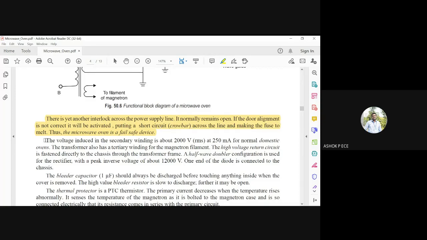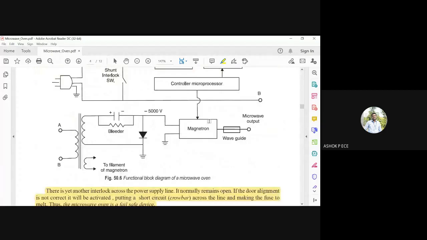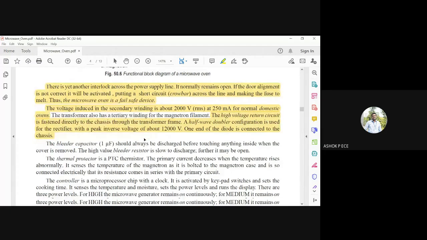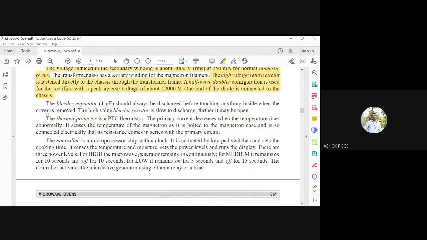Now I'm going to use a transformer. The voltage induced in the transformer is 2000 volt and 250 milliamp for normal domestic ovens. You know that we get 230 volt, and it is stepped up to 2000 volts in the transformer. The high voltage is fastened directly by the transformer frame. A high voltage half wave doubler configuration is used for the rectifier, with a peak inverse voltage of 12,000 volts. So you have a bleeder capacitor and other things. A thermal protector is there: when the temperature rises, the primary current is going to reduce. So in case of any abnormality, it senses it inside the microwave oven, the complete circuit is cut off, and it ensures that safety is always the main thing.